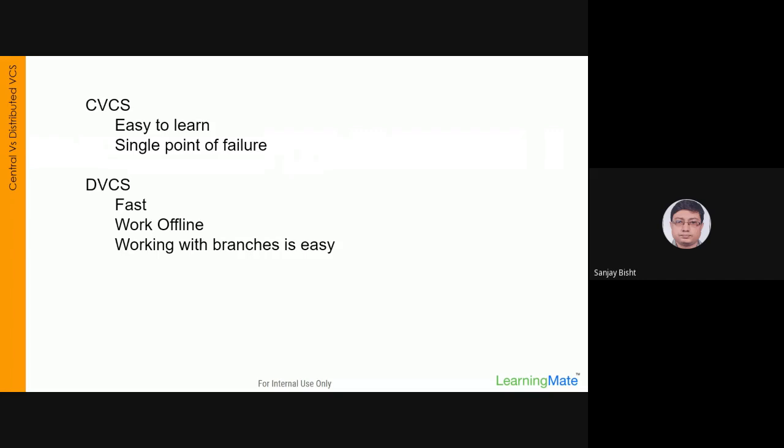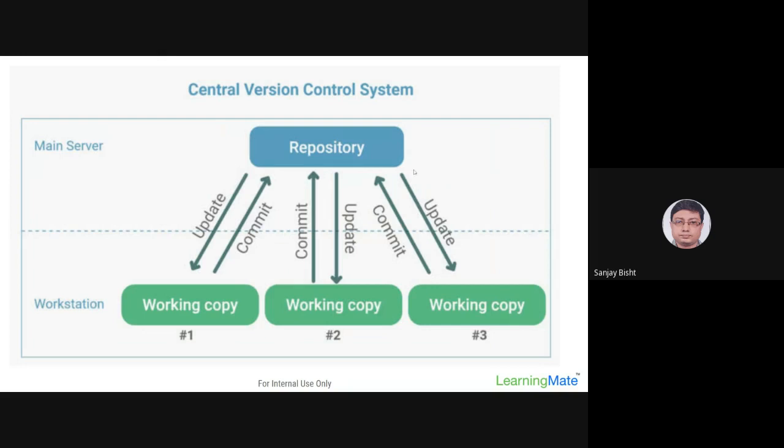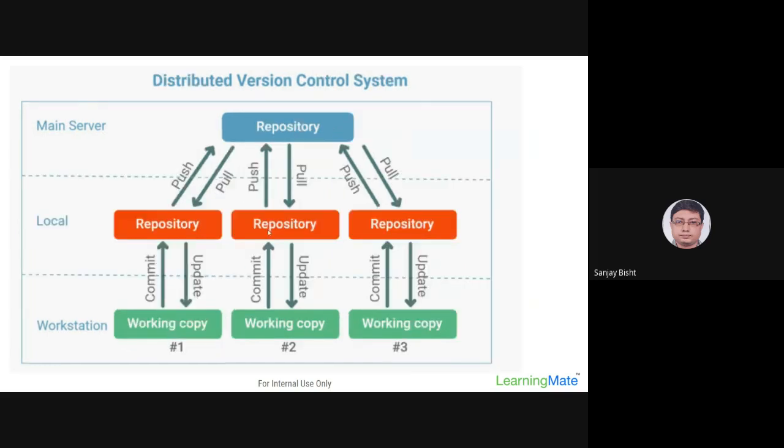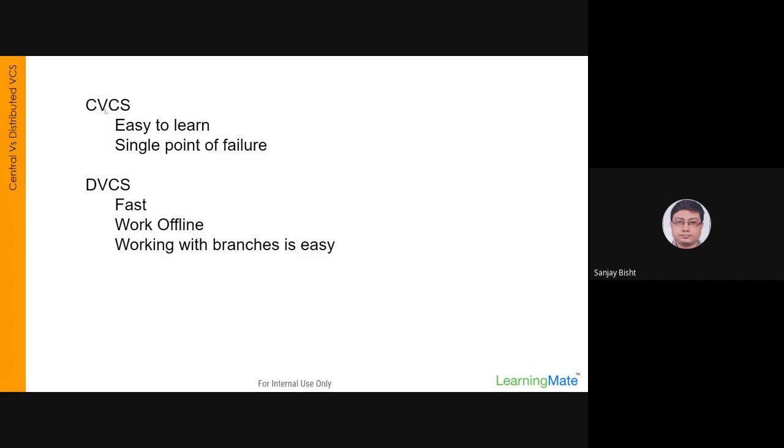You have nothing much to do. You just have to take the latest from the remote repository, check out, and start your work. So it is easy to learn. However, in the centralized version control system, if you see this is the main repository, and somehow this repository is corrupted or this server is down, then our whole code, or the whole group of documents, will be at risk. So the centralized version control system is a single point of failure.